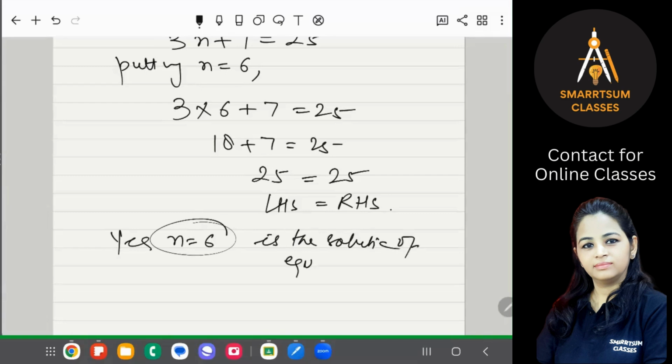Is that clear? Okay. So in this way, we can check. Whatever value of the variable is given, you can check whether that is the solution of the equation, right? Okay. So you can find out the solution of the equation by the transposition method. So this is the best method of finding the solution of the equation.